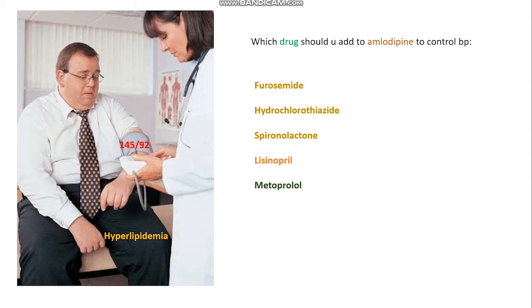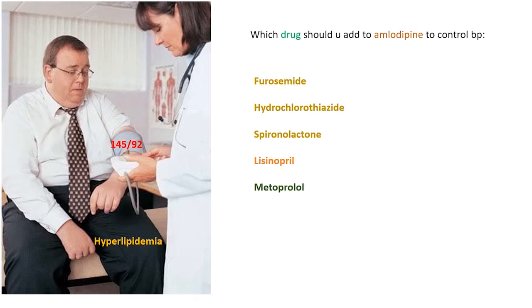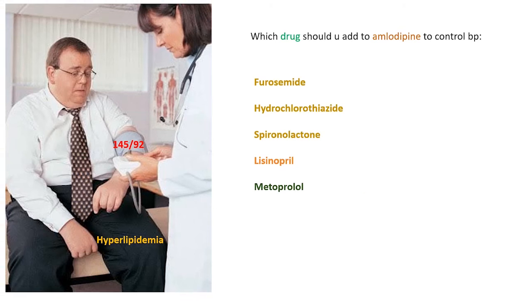We should add another first line. So which of these are first line? The only two we have here of the first line medications are hydrochlorothiazide and lisinopril. So how do we choose between the two? And in this case, the patient has hyperlipidemia. And you should know, and it's a very high yield point, that hydrochlorothiazide can cause hyperlipidemia. In fact, there is a mnemonic that is well known about hydrochlorothiazide that causes a lot of hypers, like hyperlipidemia, hyperglycemia, and hyperuricemia. So this patient has hyperlipidemia, so you will not give hydrochlorothiazide. You will give another first line, which is lisinopril.